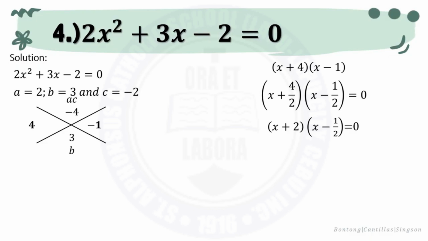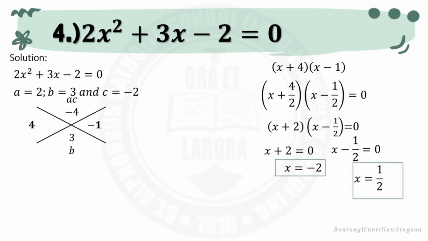Then, third step, apply the zero factor property. So, x + 2 = 0. Transpose 2 to the other side of the equation, you will have x = negative 2. So, the first value of x is negative 2. On the other side, you have x - 1/2 = 0. Transpose negative 1/2 to the other side of the equation, you will have x = 1/2. So the second value of x is 1/2. So we have here negative 2 and 1/2.